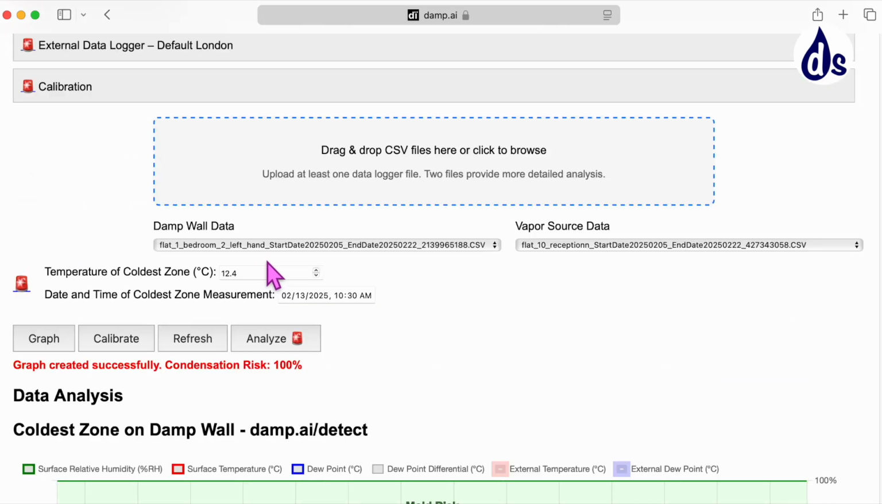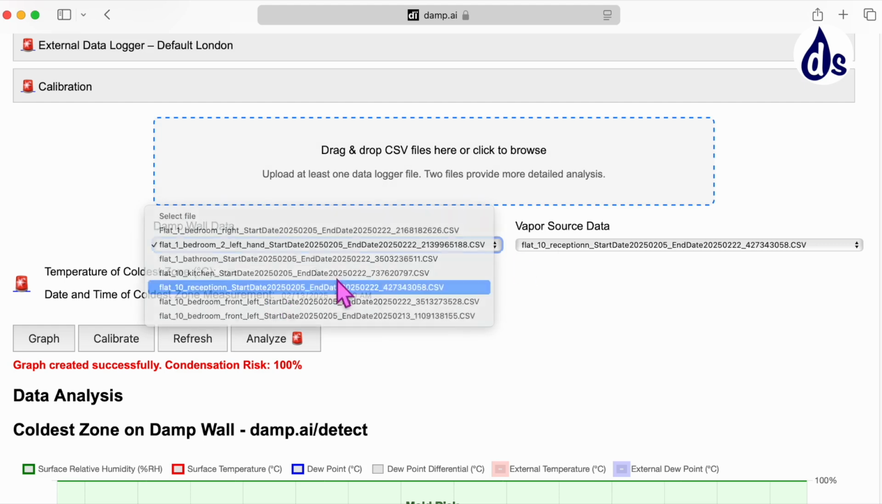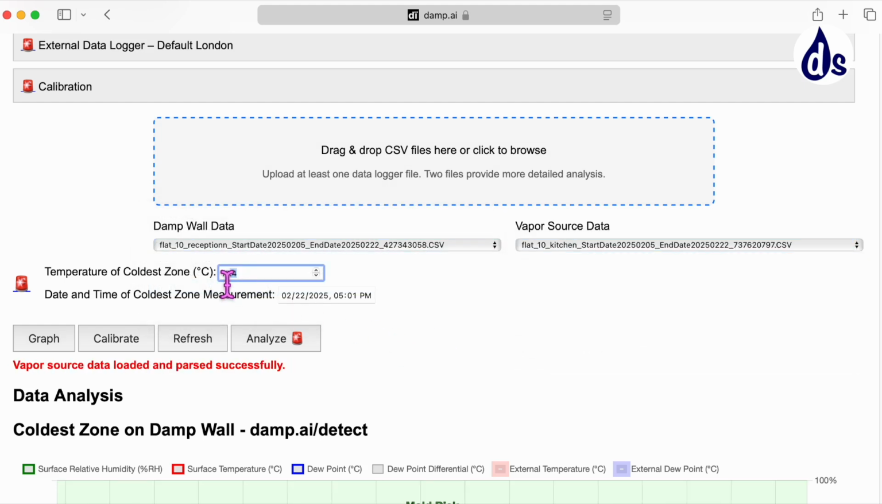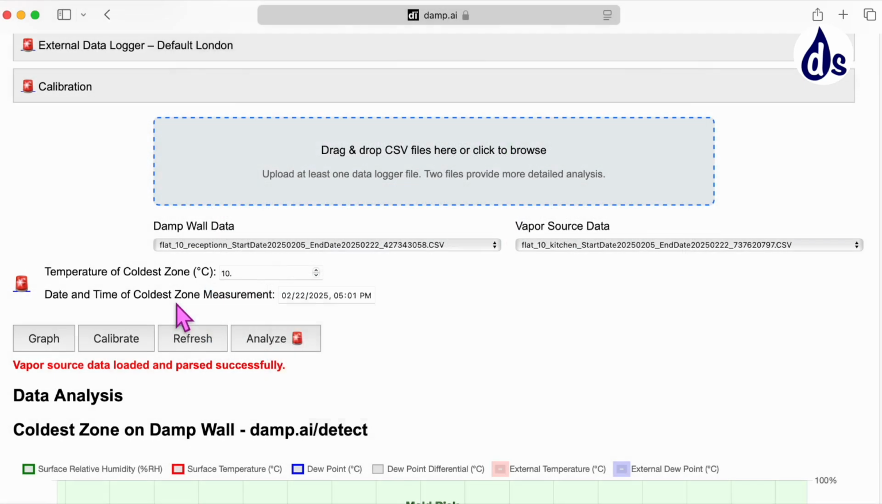We're going to have a look at flat 10 now, and there you can see that even in flat 10 there is actually still too much vapor. The temperature in flat 10 was 10.2, I believe, 10.6. There you go, 10.6.